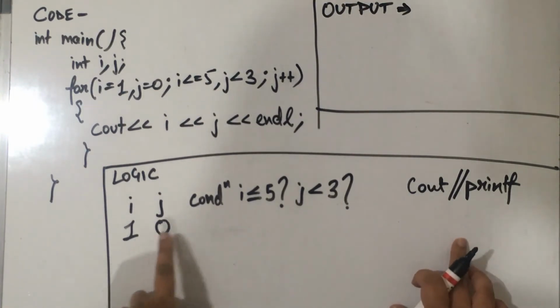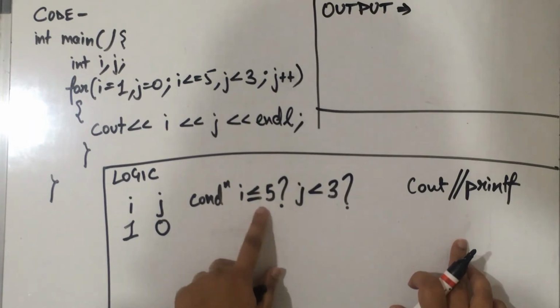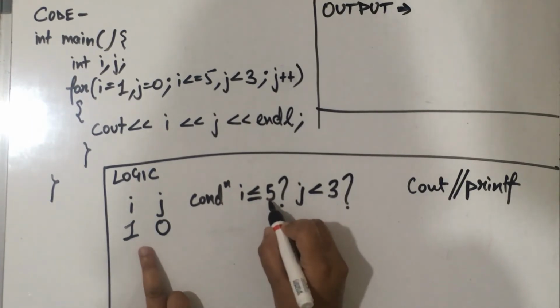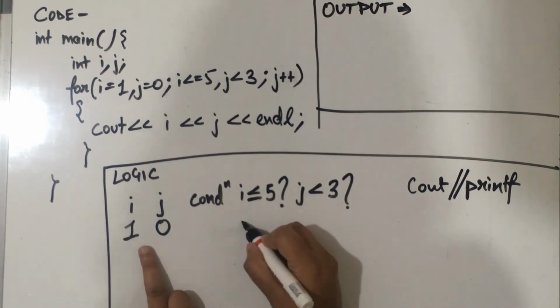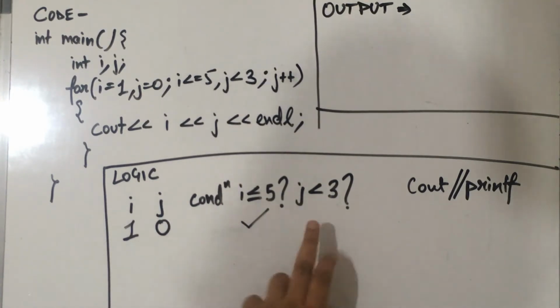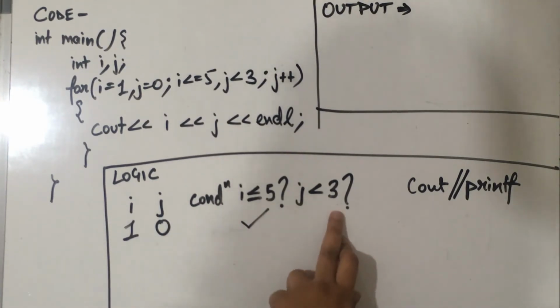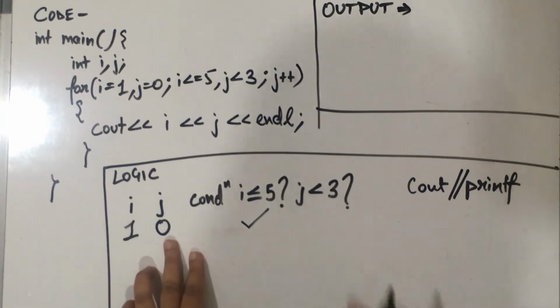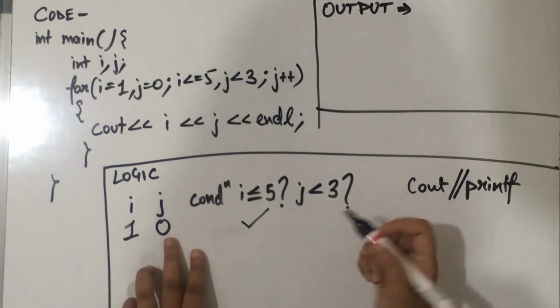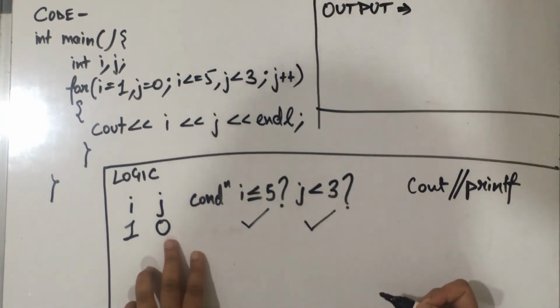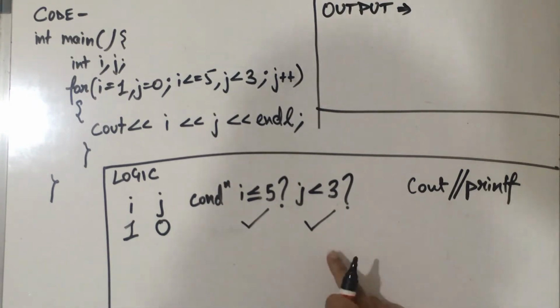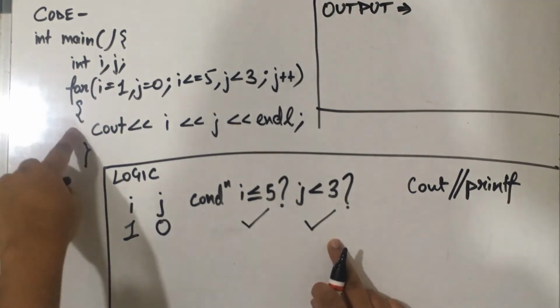Let's see. i is 1, j is 0. My first condition: i is less than or equal to 5. 1 is less than or equal to 5, so it's a true condition. The next condition is j less than 3. j is 0 here, and 0 is less than 3, yes, it's true. So I'll make a tick mark here. Now we go inside.